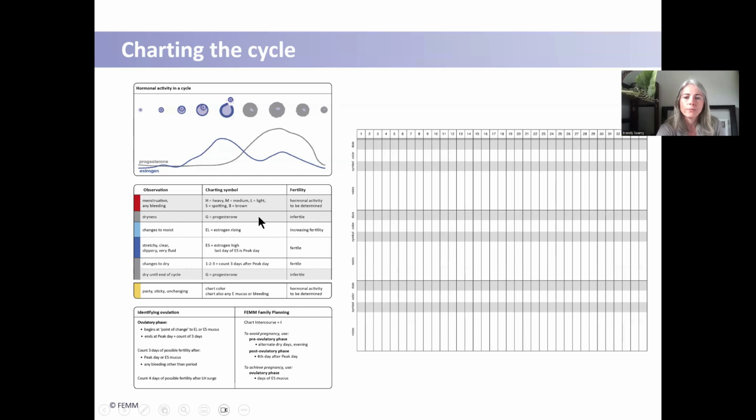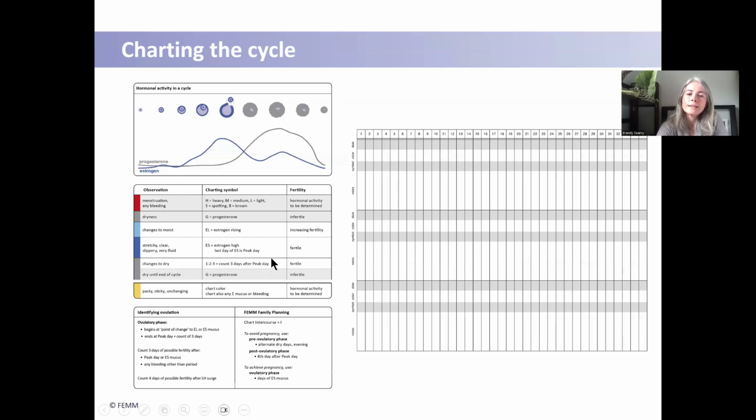G, if you don't have colored pencils or crayons or whatever to record the colors, and you just want to write G, that's perfectly fine. You don't have to record G twice here in the charting symbol. Just G in your color is fine. EL, if you want to write EL instead of LB for light blue, that's also perfectly fine. ES for high estrogen instead of DB for dark blue, that's totally fine.